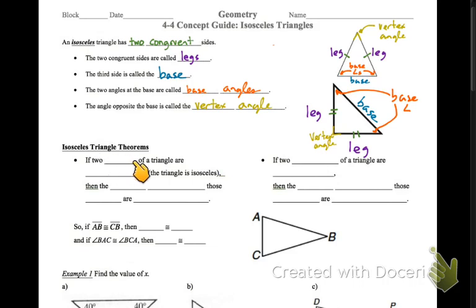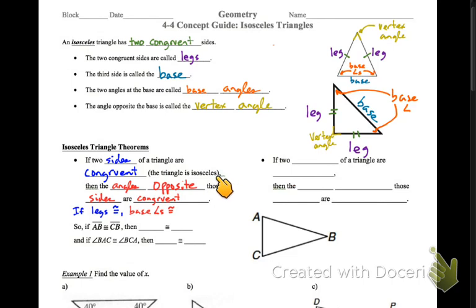The isosceles triangle theorems, these two things here, are really what this whole section is about. If two sides of a triangle are congruent, in other words, it's an isosceles triangle, then the angles opposite these sides are congruent. What are the angles opposite these two congruent sides called? This is talking about legs. If the legs are congruent, then the base angles are congruent. So an isosceles triangle not only has congruent sides, it has two congruent angles.